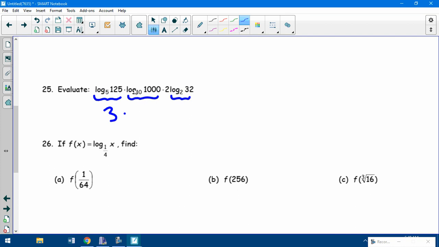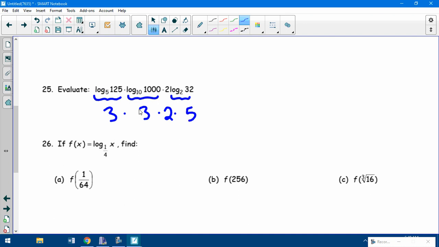Similarly, 10 to what power gives you 1,000? 10 squared is 100, 10 cubed is 1,000. So that's a 3. This 2 I'm just going to bring down. That's just a random 2 that's being multiplied. Log base 2 of 32. What power goes on 2 to give you 32? 2 cubed is 8. 2 to the 4th is 16. It's 2 to the 5th.